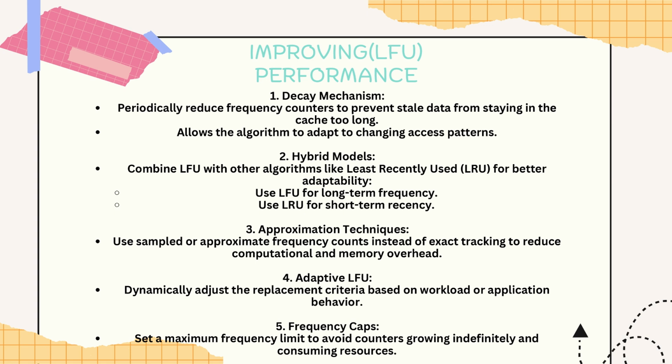Number 4 is adaptive LFU. Adaptive LFU dynamically adjusts the replacement criteria based on workload or application behavior. So lastly, the last type to improve our LFU performance is frequency caps. With frequency caps, we usually set a maximum frequency limit to avoid counters growing indefinitely and consuming resources.